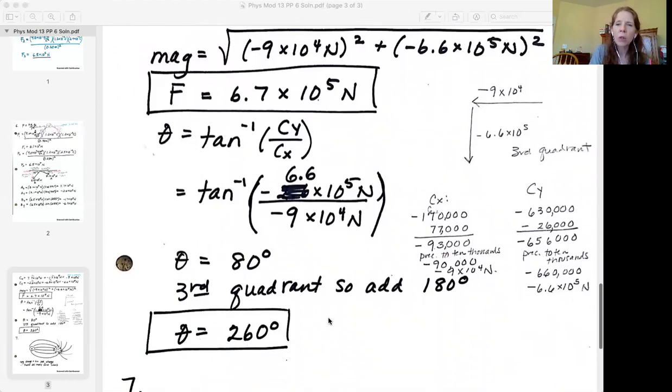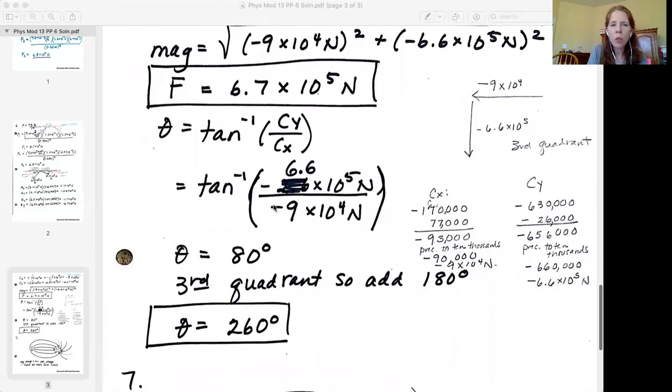So our final answer is that we would have an electrostatic force of 6.7 times 10 to the fifth newtons, at an angle of 260 degrees.